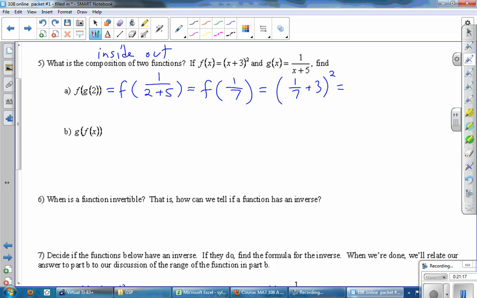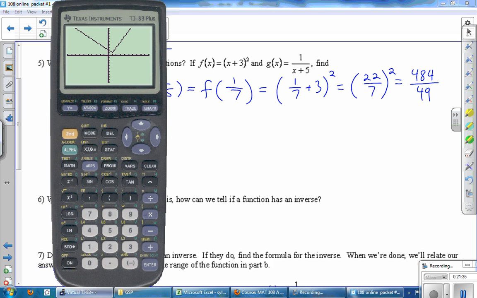And now there's just a little bit of arithmetic to do here. So we'll make this one improper fraction. So we get (22/7) squared. I think that 22 squared is 484. 49 goes on the bottom. Not 100% on that one, so let's double check. So 22 squared.